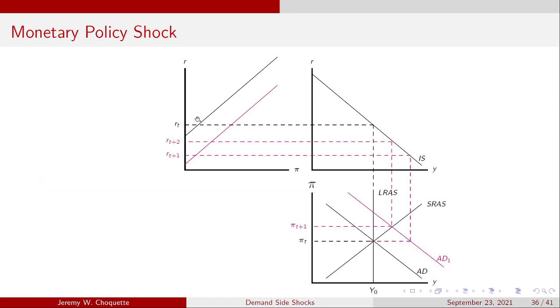Boom, here we are. What you see in black is where we started. Ignore the pink stuff for a second. Now we're going to shift all the way down from RT to RT plus 1 when this black line shifts down to the pink. So we were here, now we're here. We're going to trace this over to the IS curve. The IS curve does not move in a monetary policy shock because there's nothing monetary policy related in the IS curve. So don't freak out when the IS curve doesn't shift in this case.